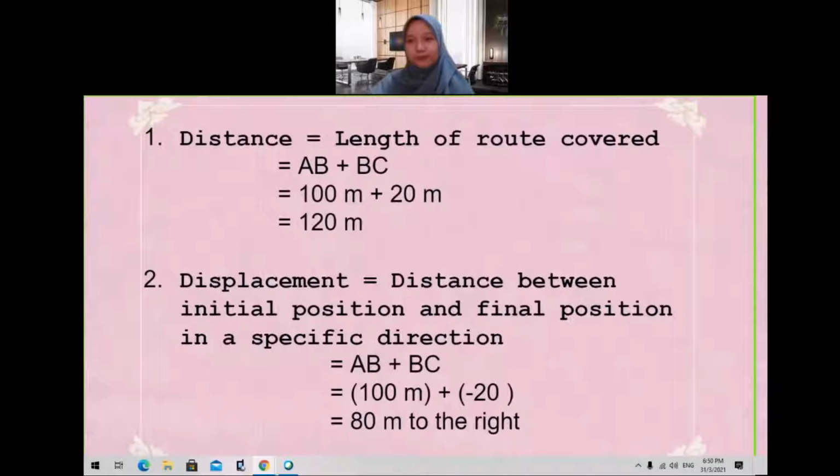Okay, distance. The distance is the length of route covered. So the answer you have to add AB plus BC. This is 100 meters plus 20 meters, so you will get 120 meters for the distance.